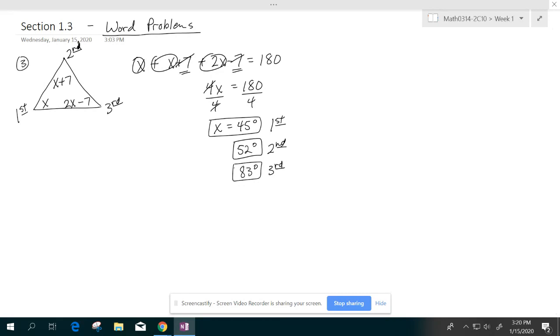Is there a way to check and see if I'm right? Yeah, what should all 3 of these add up to make? And if they don't, I screwed something up. And even if they do add up to make 180, that still doesn't guarantee I'm right. Because if I set up the problem incorrectly, I can still get 3 angles that add up to make 180, but they don't meet the criteria.